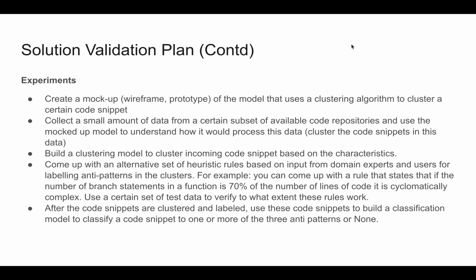For example, we can say that if the number of branch statements in a function is 70% of the number of lines of the code, then we can say that that code is cyclomatically complex. So after these code snippets are clustered and labeled, we would use this label data to build a classification model to classify any incoming code snippet to one of the three anti-patterns, or none if that code does not have any anti-patterns in it.